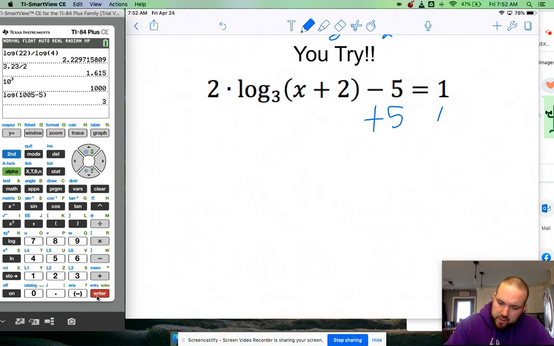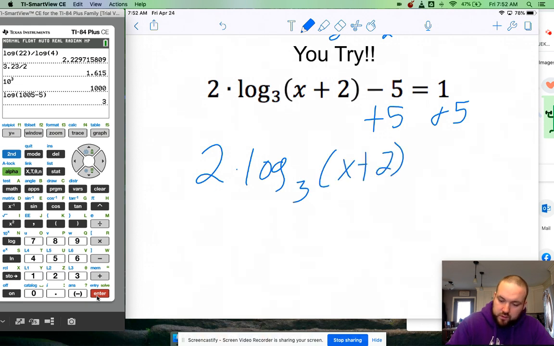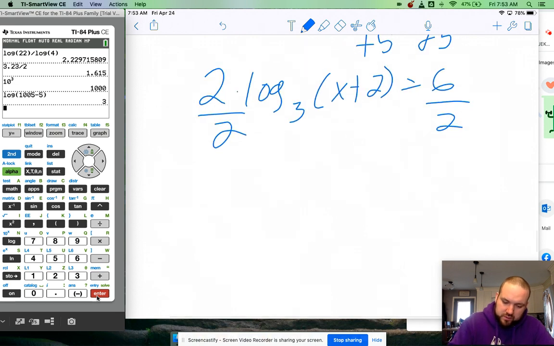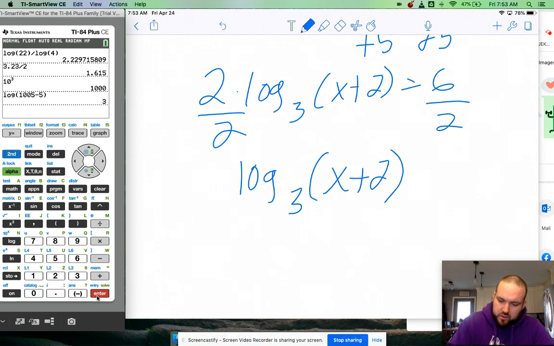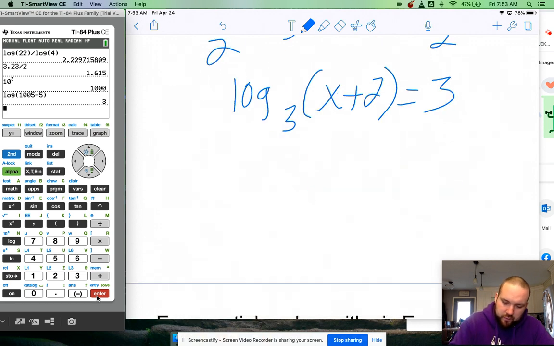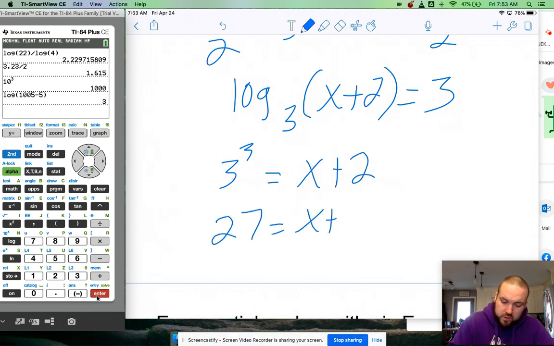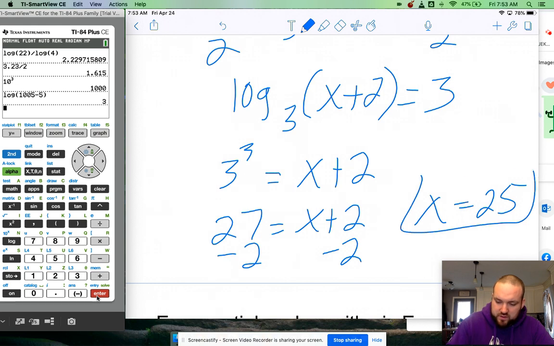All right, so I'm going to add 5 to both sides. 2 times log base 3 of x plus 2 equals 6. Half of that is 3. So I got log base 3 of x plus 2 equals 3. Now I rewrite that as an exponent, 3 to the third, which is 27. And now to isolate x, I'm going to subtract 2 from both sides. My solution is 25.